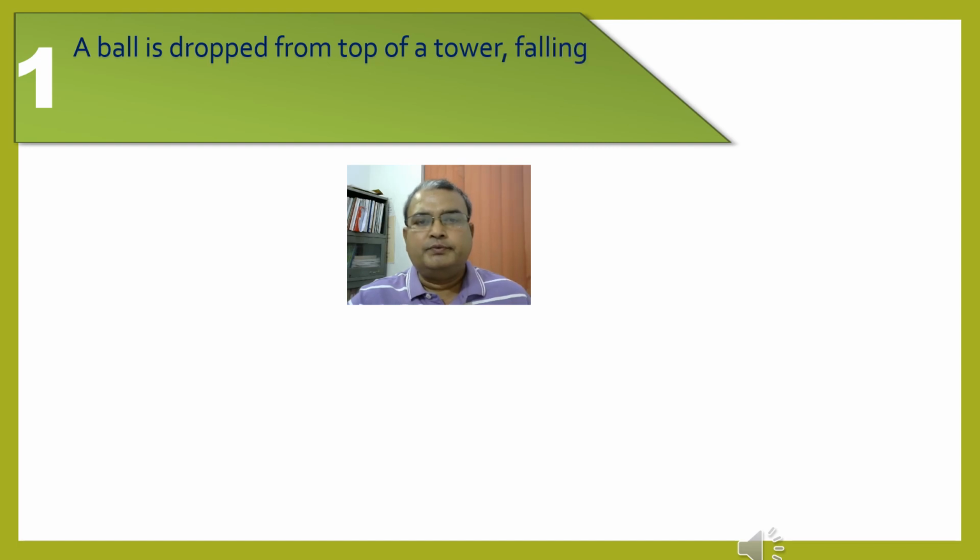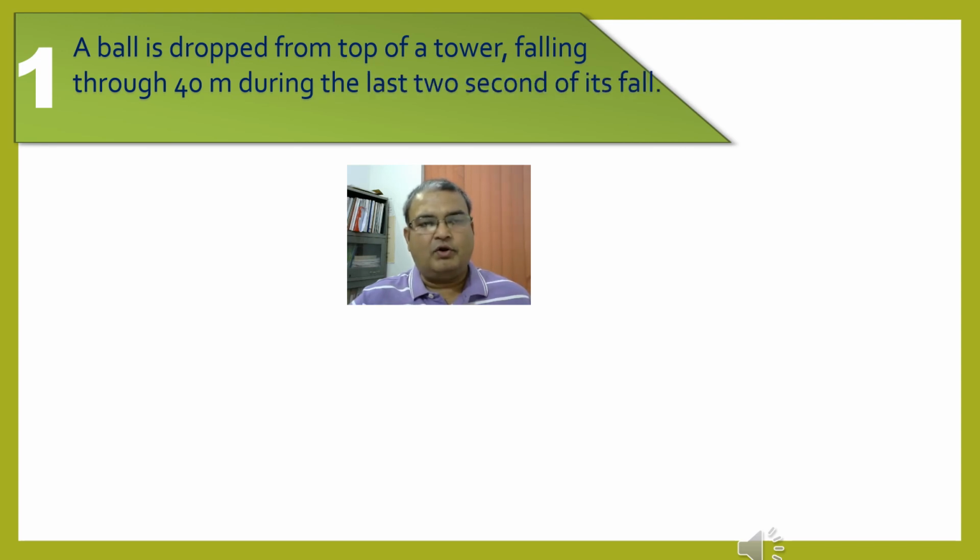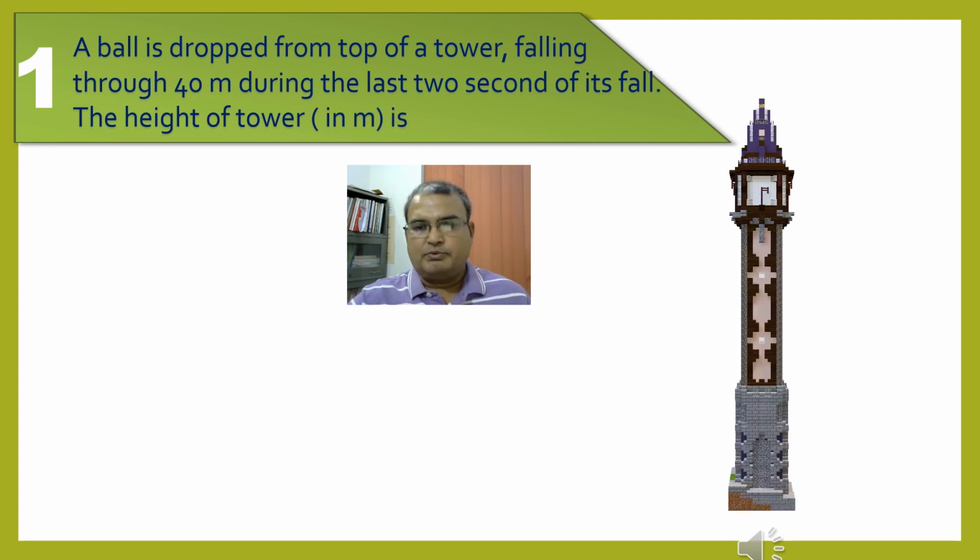Let us take a few problems on freely falling objects. First one, a ball is dropped from the top of a tower, falling through 40 meter during the last 2 seconds of its fall. The height of the tower in meter is, suppose this is a tower and there is a ball. Suppose the height of the tower is h and the total time of the fall is t.